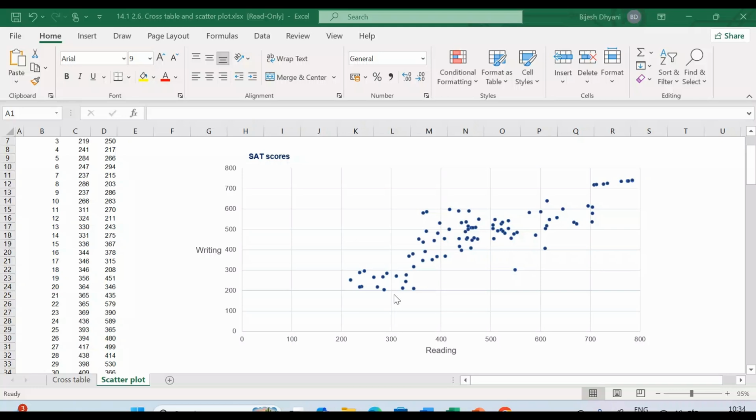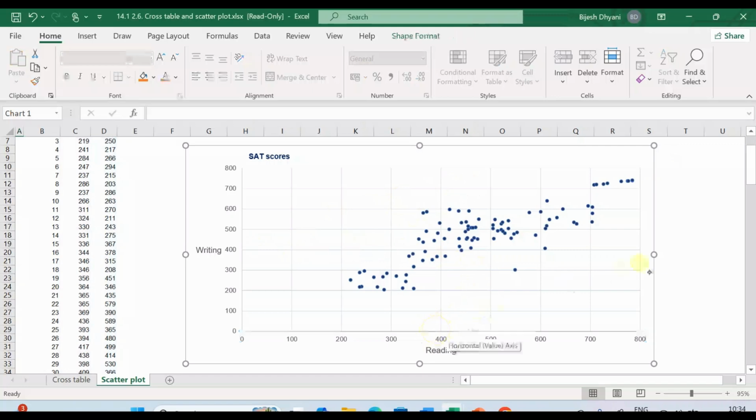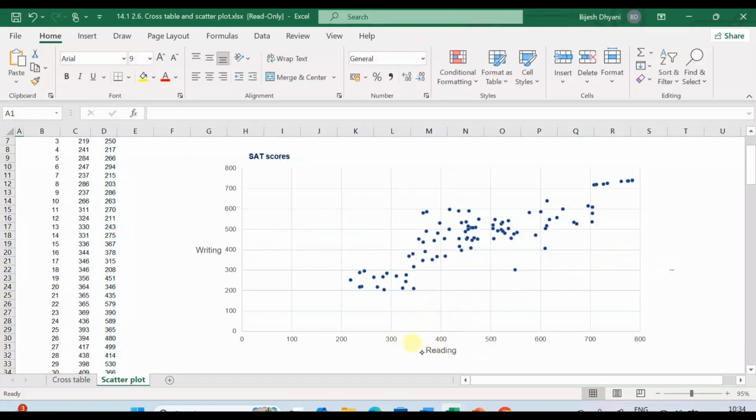What is observation 2? Concentration around the center. We have also noticed that most of the data points, the concentration of students, is in the middle of the graph. Most scores fall in the range of 450 to 550. This is the area where most of the students are getting their marks. So this is the second observation.